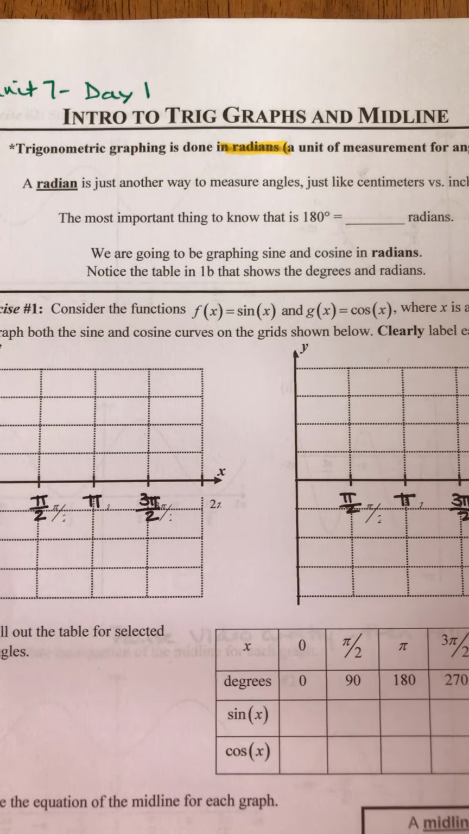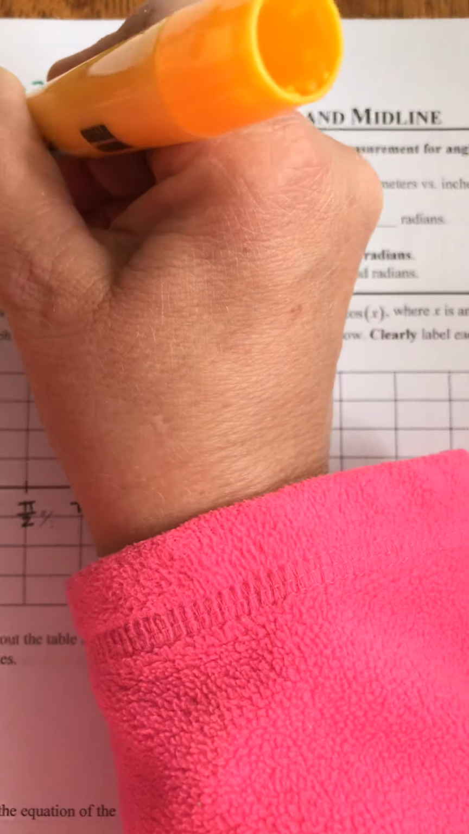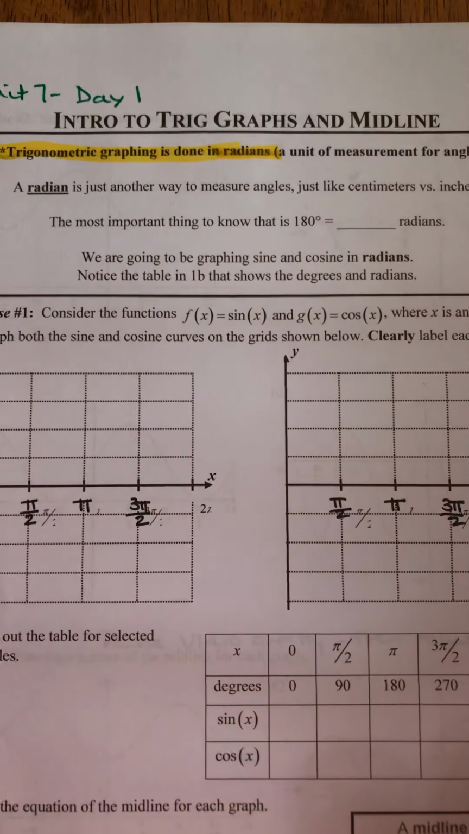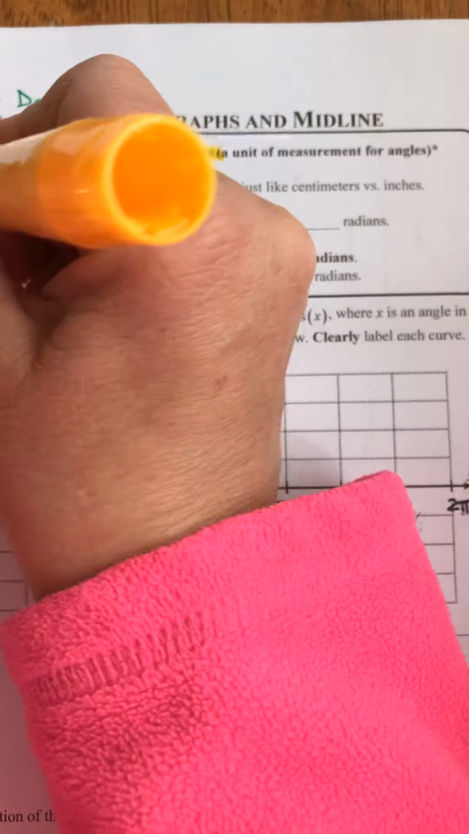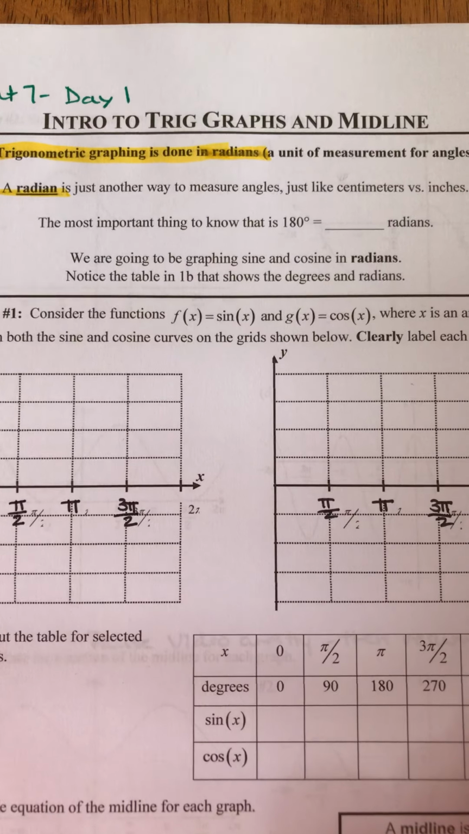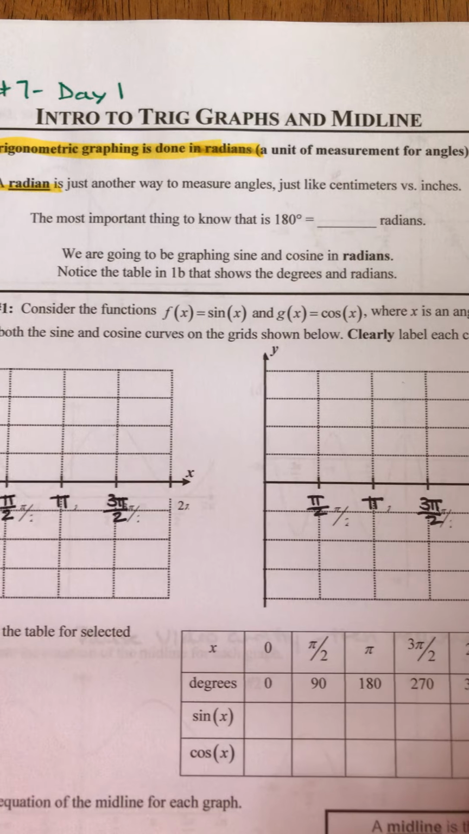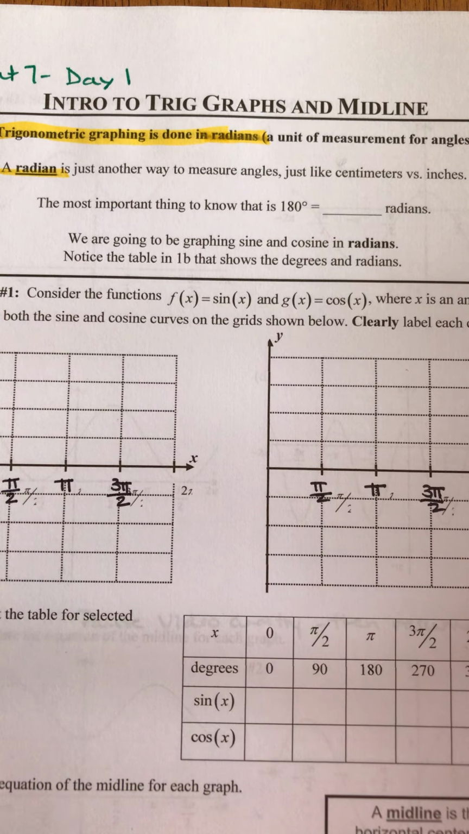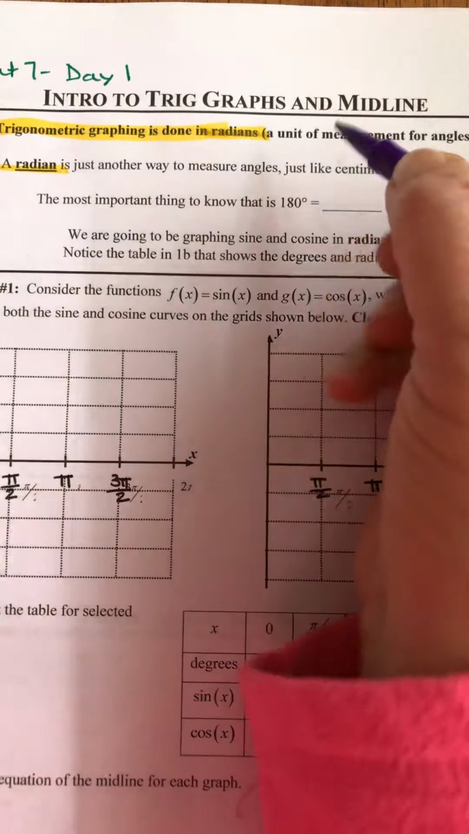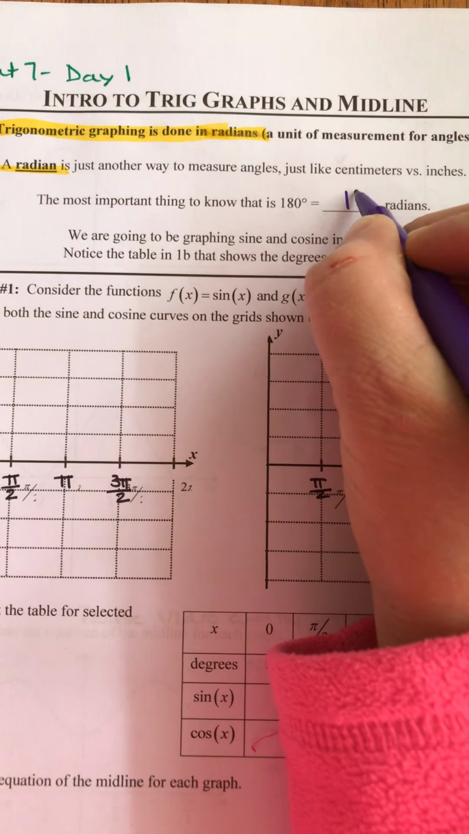But trig graphing is mainly done in what's called radians, and radians use pi, and it's a unit of measurement for angles. A radian is just another way to measure angles, just like centimeters versus inches. The most important thing we know is that 180 degrees equals pi radians.